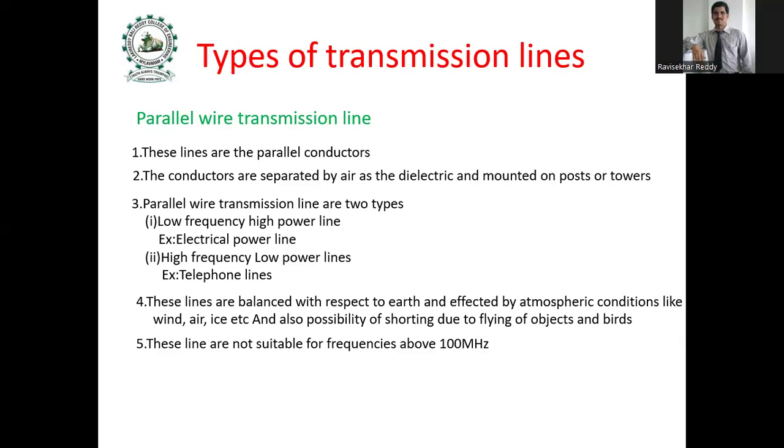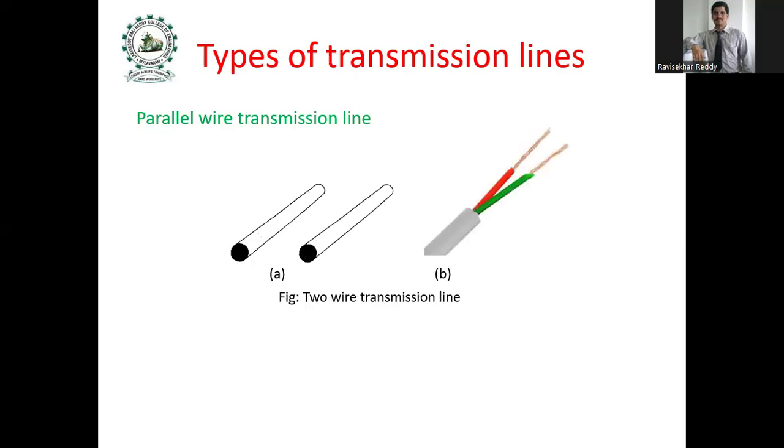These transmission lines are balanced with respect to earth and are affected by atmospheric conditions like wind, air, ice, etc. There is also the possibility of shorting due to flying objects and birds. These transmission lines are suitable for frequencies up to 100 megahertz. So these are parallel wire transmission lines.